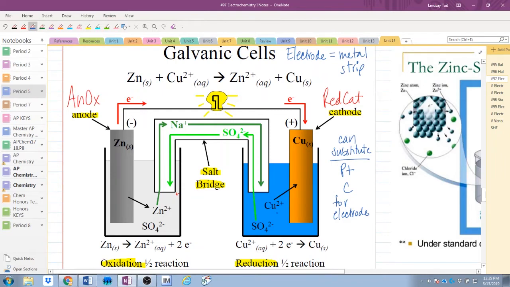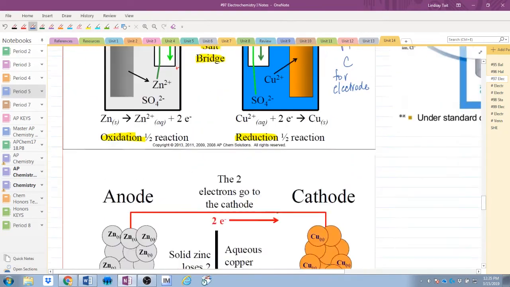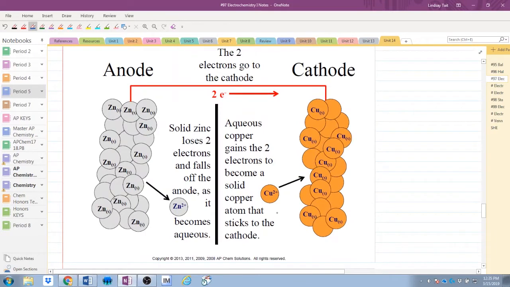Okay. All right. So let's go to the next slide. Let's get a little bit more detail. What's actually happening, right? By connecting these with a wire, we are setting up a scenario where the copper solid over here is still pulling the electrons.